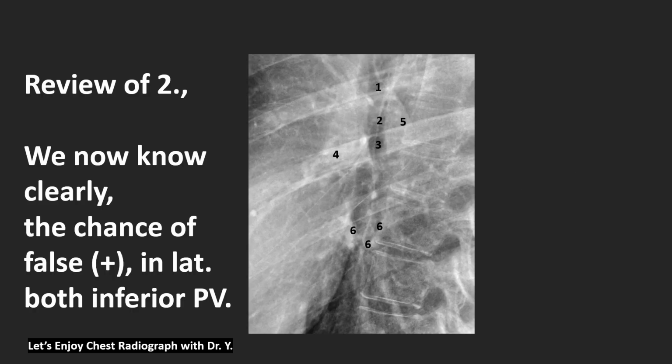This is also a review of session number 2. We now know very clearly the chance of false positive nodule, mass, or consolidation in a lateral film. The both right and left inferior pulmonary vein. Right? Very good. Let's move on.